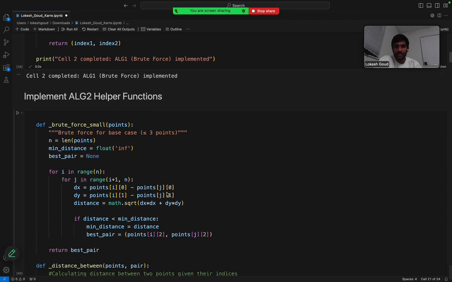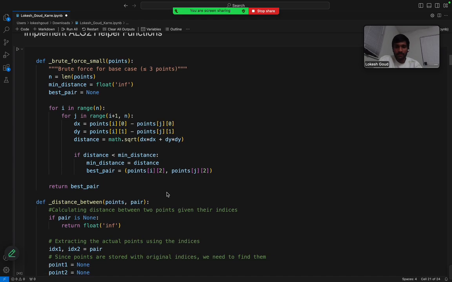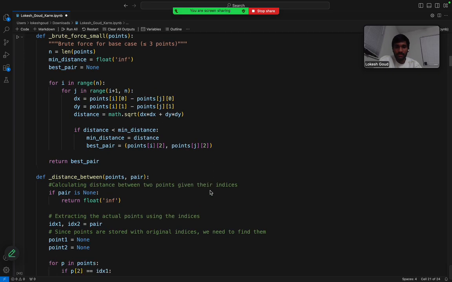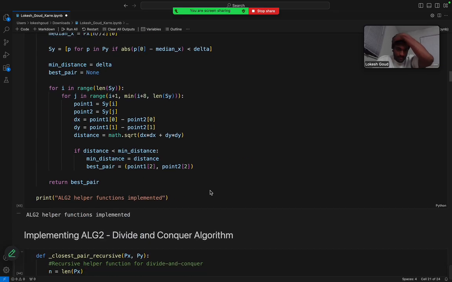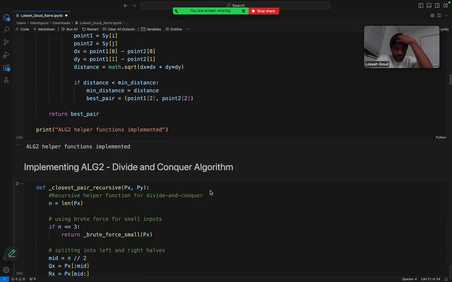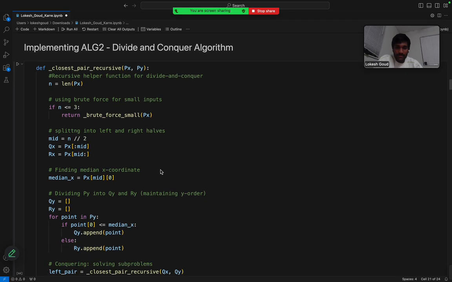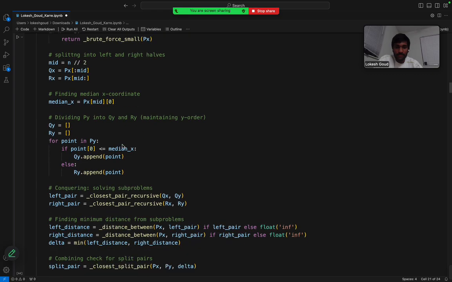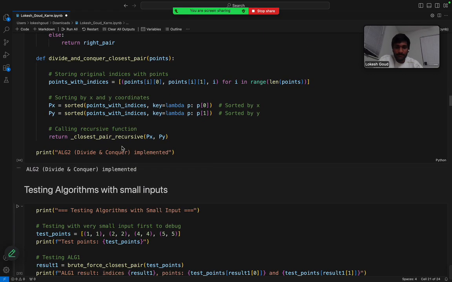The second algorithm uses a divide and conquer strategy. It first sorts points by their coordinates, divides them into left and right halves, and recursively computes the closest pair in each half. It then checks the points near the dividing line to ensure no closer pair is missed. For very small subsets, it reuses a brute force helper function. The expected running time is Theta(n log n).